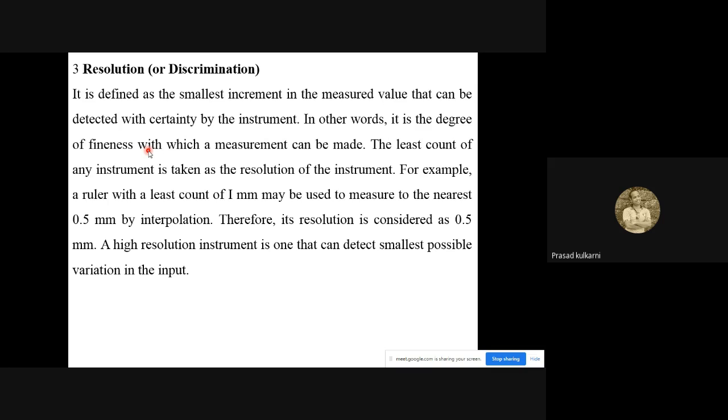अगर आप डिजिटल माइक्रोमीटर यूज नहीं कर रहे हो तो उसका जो स्मॉलेस्ट काउंट है वो स्मॉलेस्ट काउंट लेकर आप माइक्रोमीटर पर मैन्युअली भी मेजर कर सकते हो, लेकिन वहां पर स्मॉलेस्ट इंक्रीमेंट जो है वो हर वक्त आपको नहीं दिखाई देगी. Sometimes there may be error in measurement of that component. A ruler with least count of 1 mm may be used to measure to the nearest 0.5 mm by interpolation.